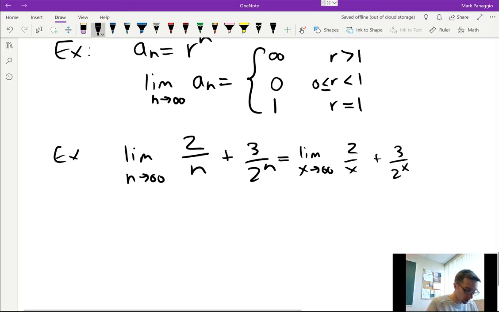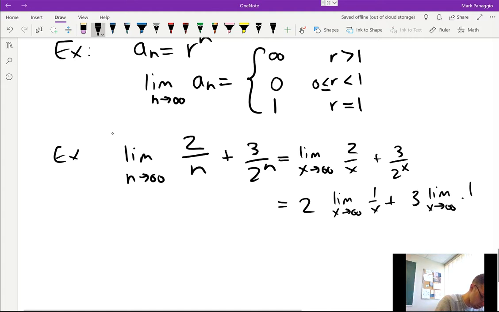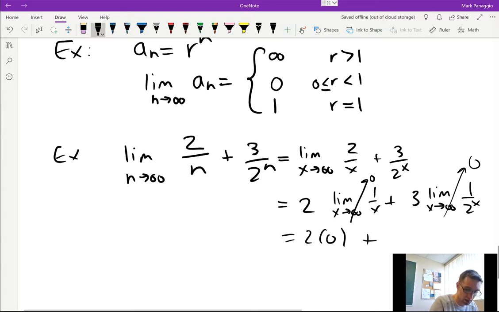And then with continuous limits, we have all these limit laws that allow us to chop up limits. And so we can actually write this as 2 times the limit as x goes to infinity of 1 over x plus 3 times the limit as x goes to infinity of 1 over 2 to the x. And we've actually already looked at that second limit. We know that one's going to be 0. And then 1 over x, that's a pretty easy limit. As you take larger and larger numbers in the denominator, the fraction gets smaller and smaller. And so that goes to 0. And so we would just get 2 times 0 plus 3 times 0, so 0.